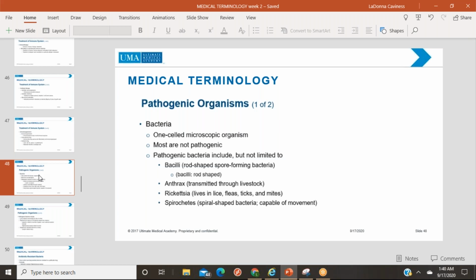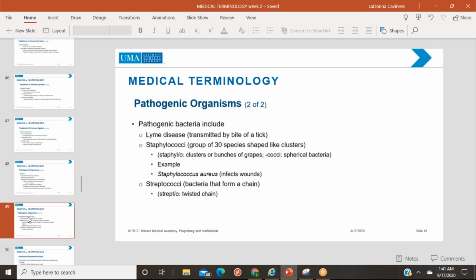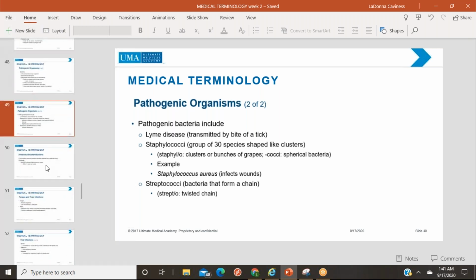Spiral-shaped bacteria capable of movement. Pathogenic bacteria include Lyme disease, transmitted by the bite of a tick. Staphylococci, a group of 30 species shaped like clusters, and this is the breakdown of that term. Example, Staphylococcus aureus, and streptococci, bacteria that form a chain.